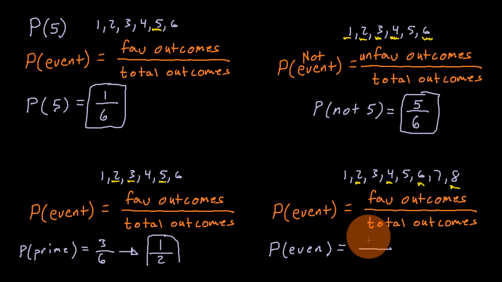Let's change colors. I'm going to put 4 on top. So I have 4 on top, and how many total outcomes are there? Well, there are 8 total outcomes possible, so I'm going to put 8 on bottom. And this can be simplified to 1/2 as well. And now we can box this answer up.